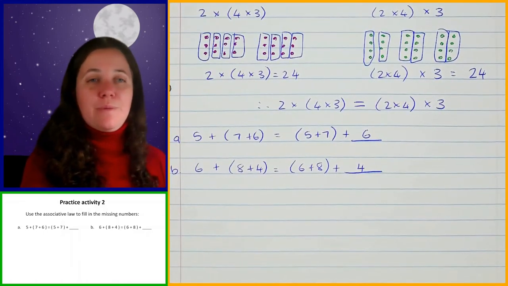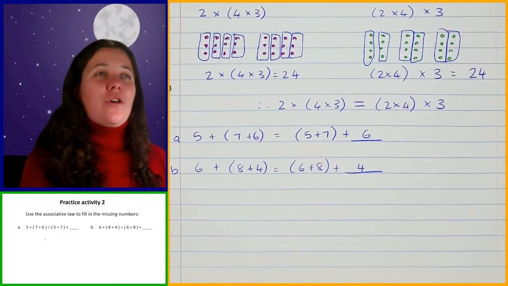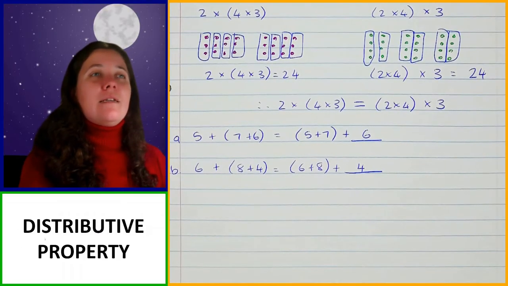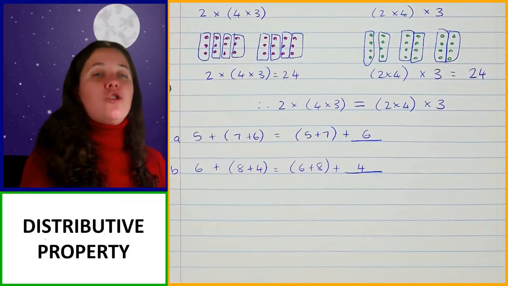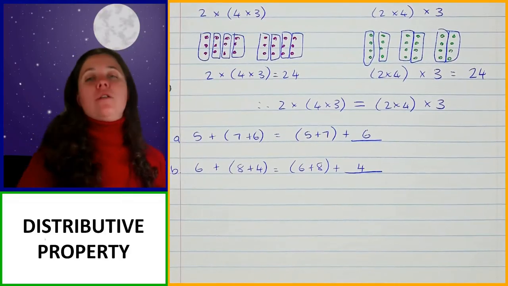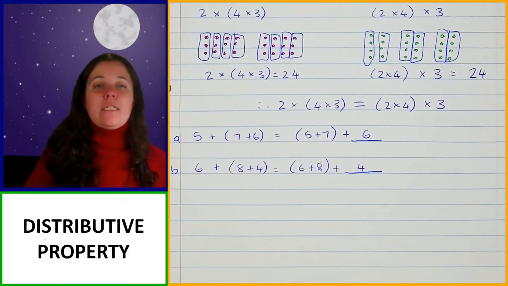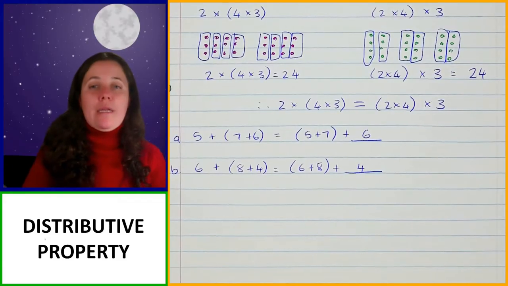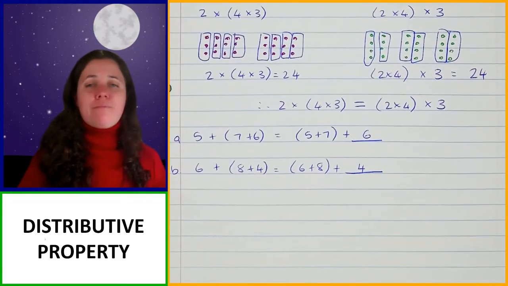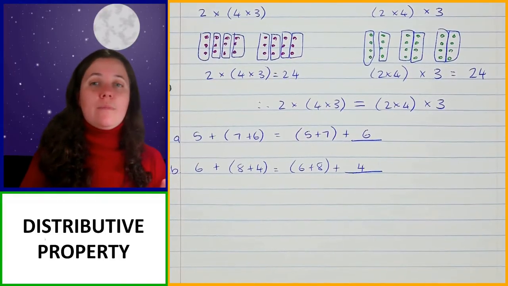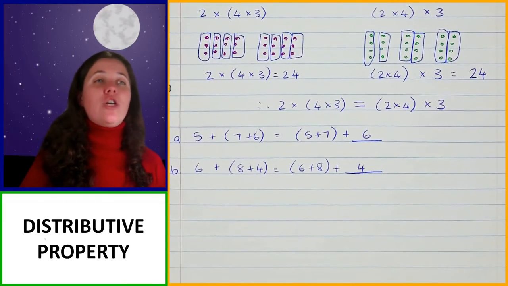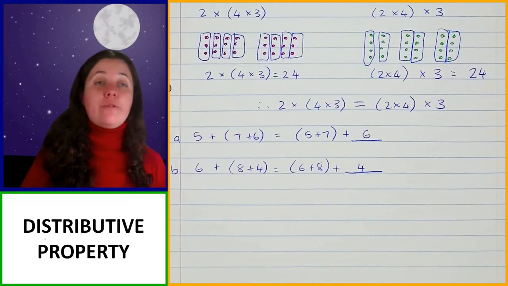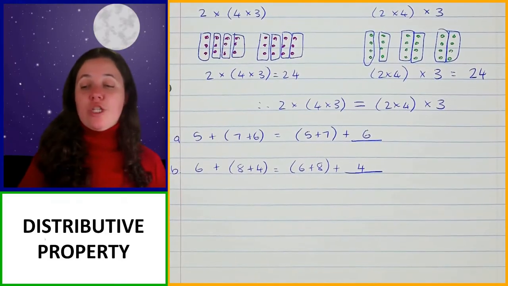Very nice and simple. Now we are going to go on to the next property, and that is the distributive property. Now, to distribute something means to share out evenly between different people or things or whatever. So here we are going to be sharing out. That's what the distributive property is going to be doing.